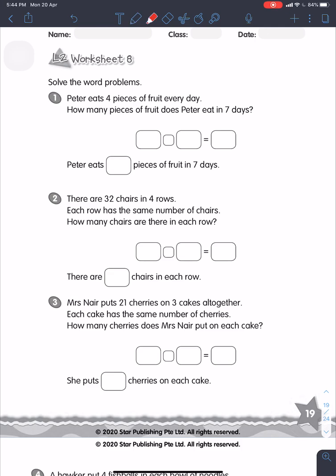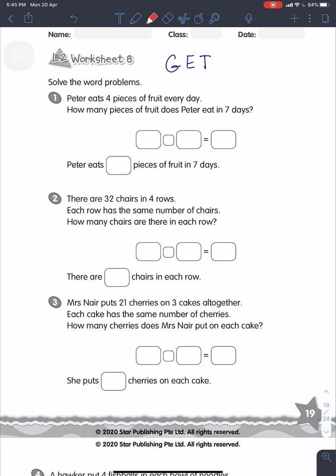Okay, so moving on to worksheet 8. Whenever we do a word problem, always prepare yourself with GET, looking at the number of groups, each, or total, and then we find out what the question actually wants us to find out.